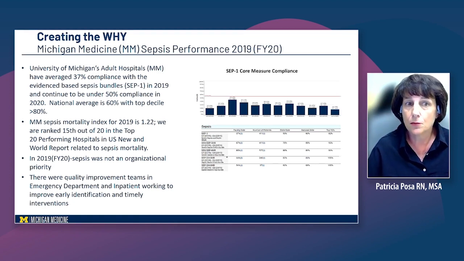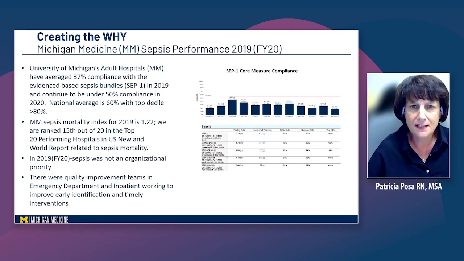We also looked at our mortality index, and it was 1.22. And so that's an observed versus expected, and greater than 1 is not where you want to be. And we were ranked 15th out of 20 hospitals that were in the top 20 performing hospitals in the US News and World Report related to sepsis mortality. And that's not where we wanted to be.